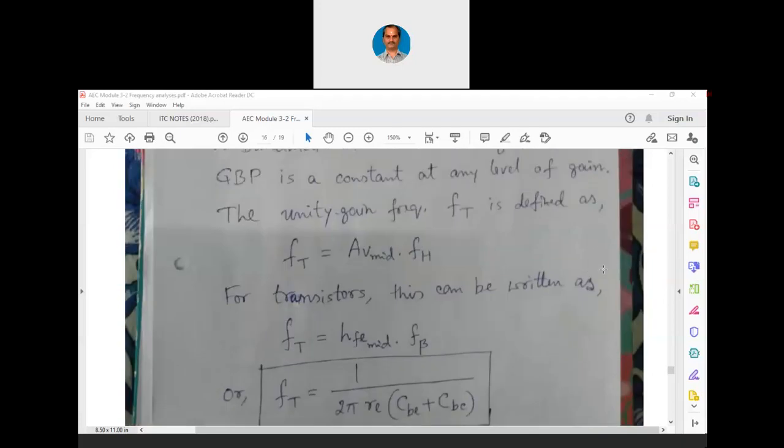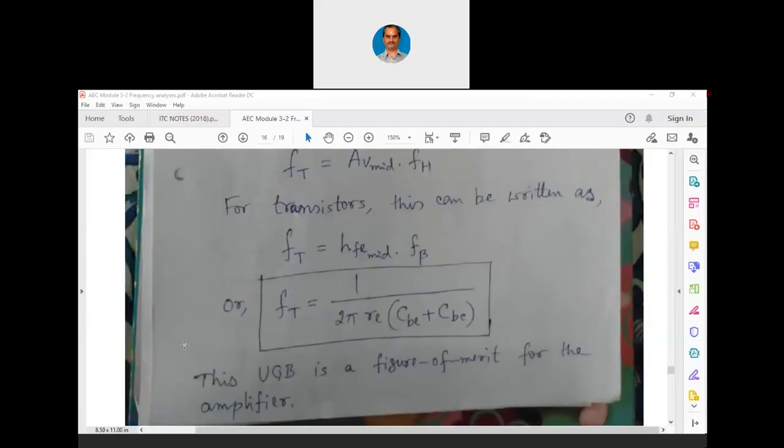We had found out FH in two domains and we had also found out this FT also. So, this UGB is a figure of merit for the amplifier. What do you mean by figure of merit? Figure of merit means the particular mathematical figure by means of which anything can be characterized. You already know about merit, and merit can be expressed by means of numbers. So, that is how this UGB is a figure of merit for the amplifier. Means, beyond this UGB, the amplifier will not remain an amplifier. That is where for FT or transition frequency or this unity gain bandwidth, we had this particular expression.